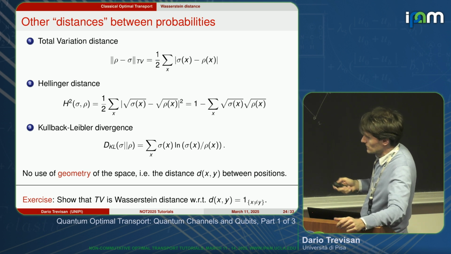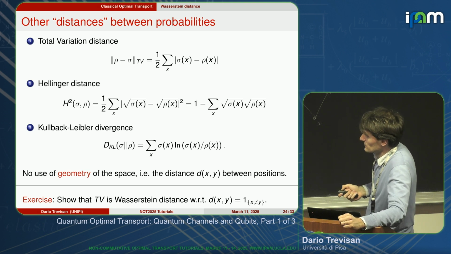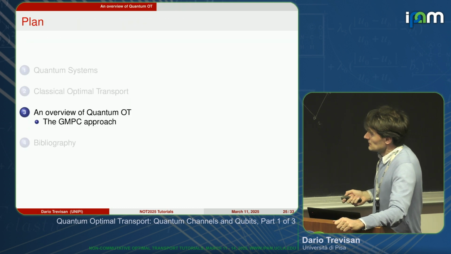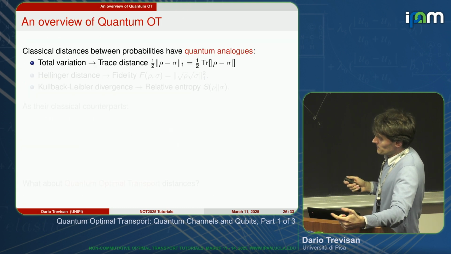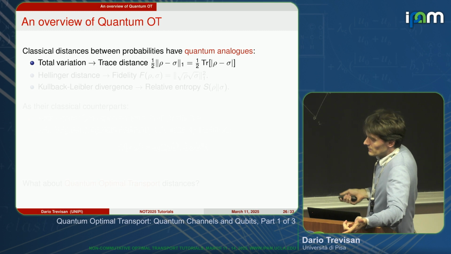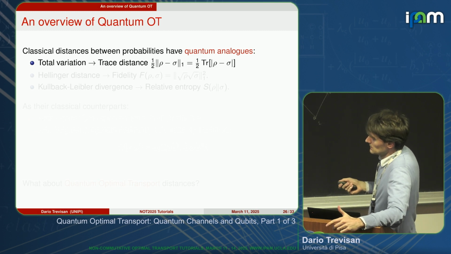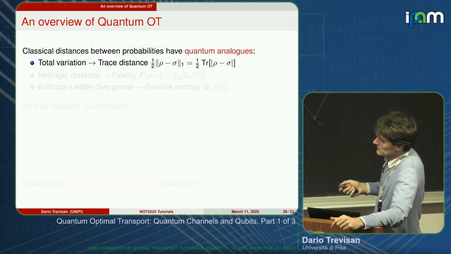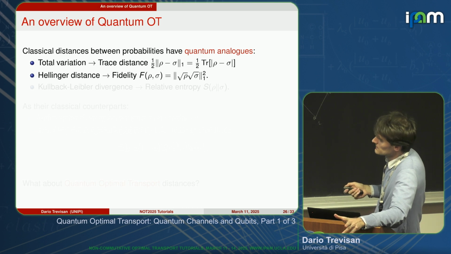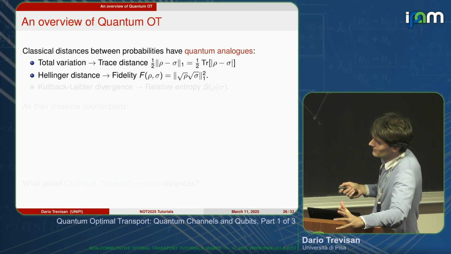So if you have a special geometry, you would like to use some special adapted distance. So what happens in the quantum case? In the quantum case, the quantum analogs of these classical distances are already known and used. The total variation distance, usually they change the name a bit, becomes the trace distance.